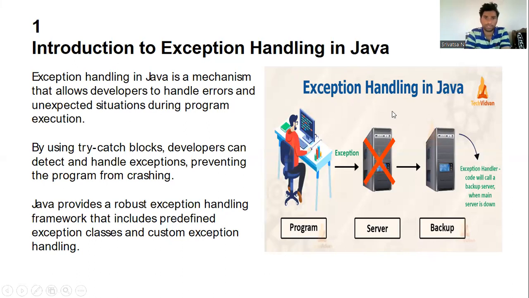Introduction to exception handling in Java. Exception handling in Java is a mechanism that allows developers to handle errors and unexpected situations during program execution. By using try-catch blocks, developers can detect and handle exceptions, preventing the program from crashing. Java provides a robust exception handling framework that includes predefined exception classes and custom exception handling.